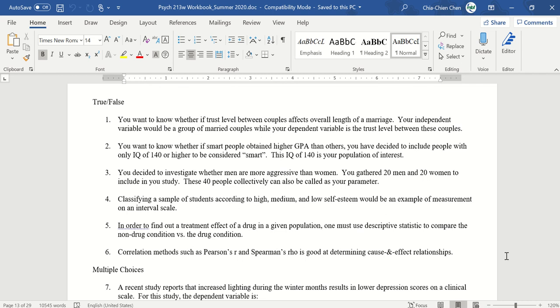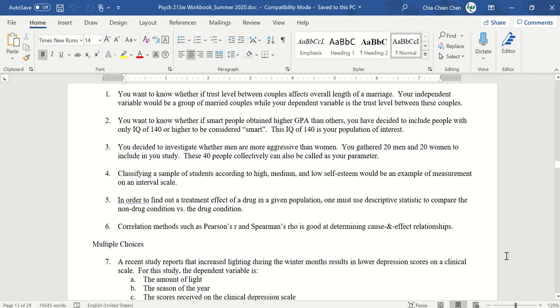Okay, so the independent variable is either something that you are picking based on their characteristics or the one that you're manipulating. So in this case, you're interested in knowing if the trust level between couples affects overall length of marriage. So your independent variable in this case would be the trust level. Okay, and the dependent variable would be the length of the marriage. Okay, so number one is false.